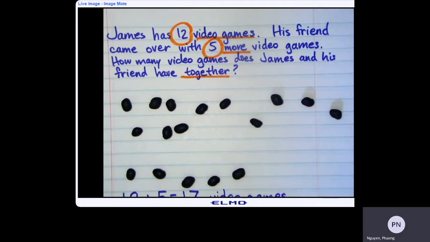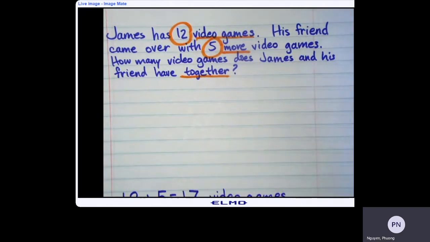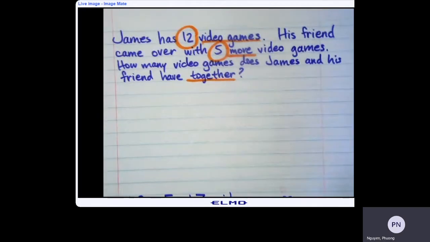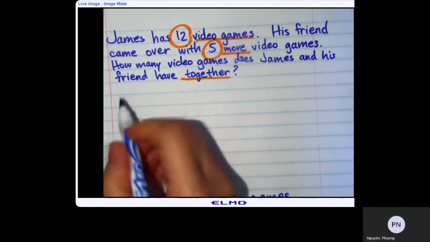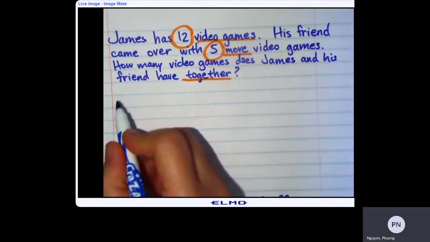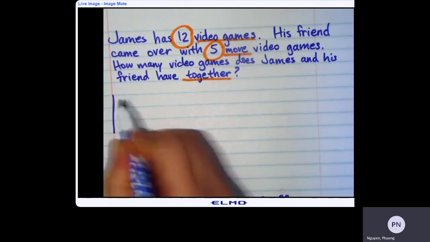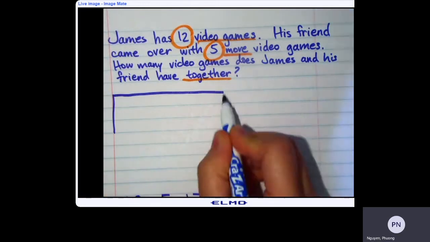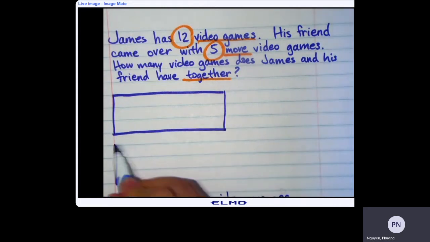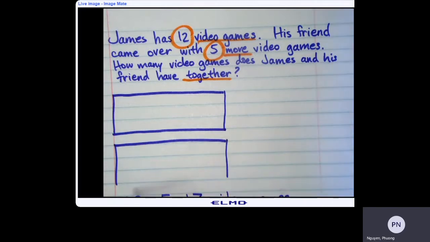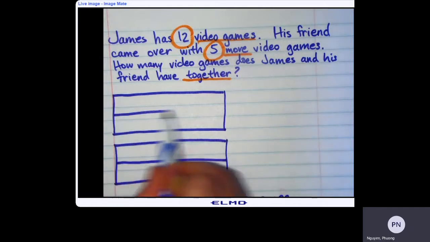Another way you can do it is by drawing a math model. So I'm going to take these beans out, and I'm going to do a 10 frame, a double 10 frame actually. I have one up here, and I have one down here. And I just divide it in half to make my 10 frame.